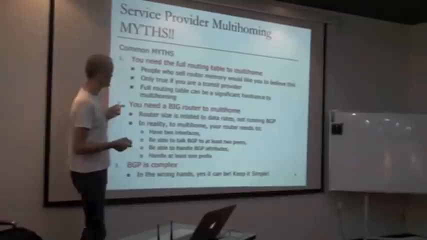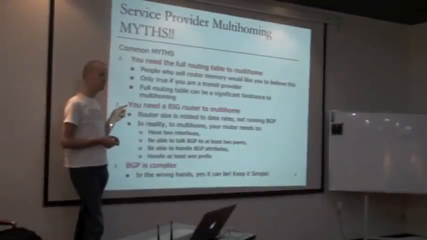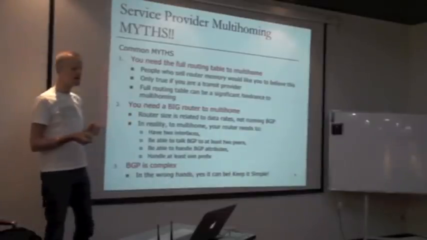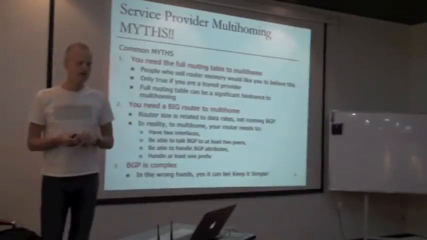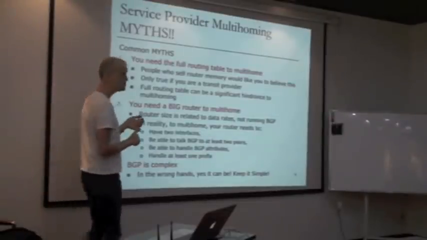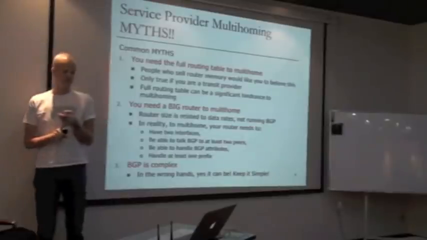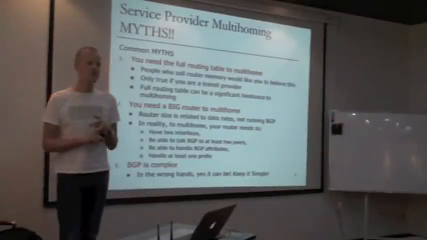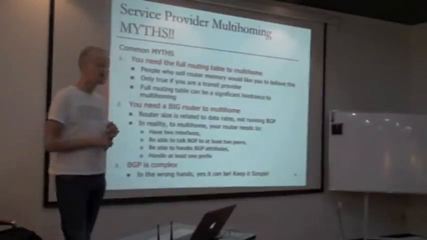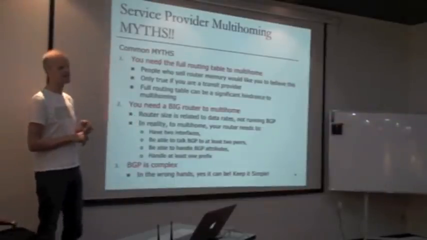Second myth is that you need a big router to multi-home. The size of router is actually to do with the data rates, the packets per second, the throughput. That's what a big router is about. All you need to do to run BGP is have 2 interfaces, be able to talk BGP to 2 peers, be able to handle BGP attributes, and handle a few prefixes.